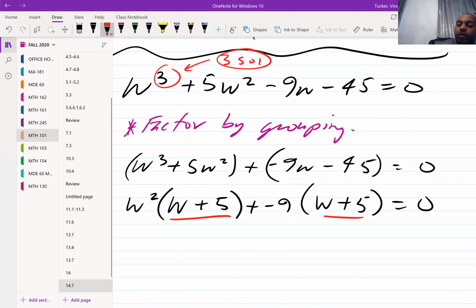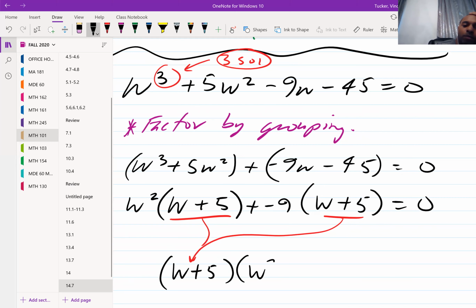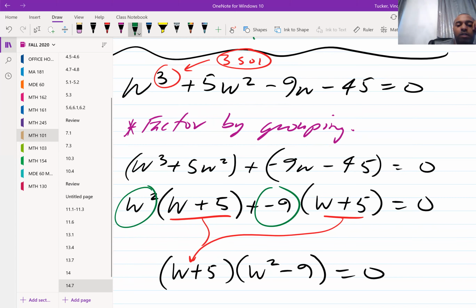And when it comes to factoring by grouping, what's left in the parentheses has to be exactly the same, or you cannot go to the next step. So make sure you're careful. Since we have that in common with both, we'll bring the W plus 5 to the front. That'll leave me with W squared minus 9, because that's what was left. W squared and the minus 9 is what was left. So that's what goes in here.